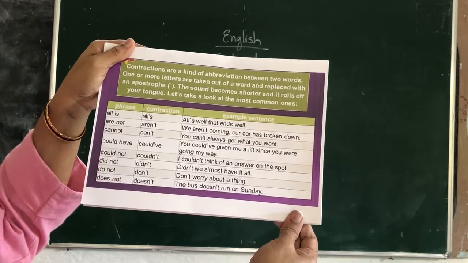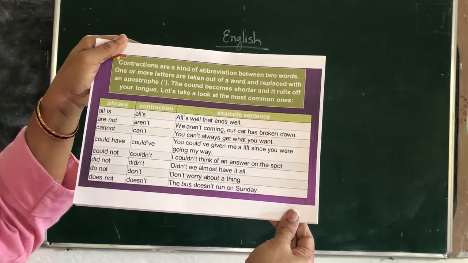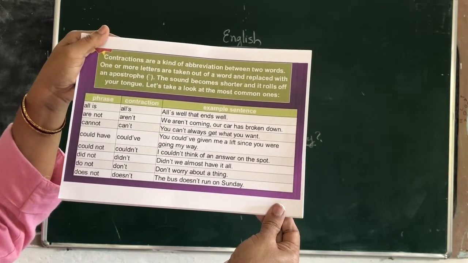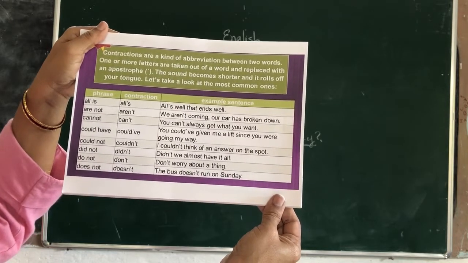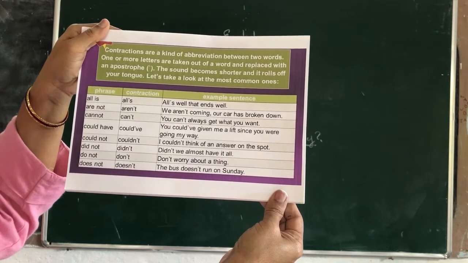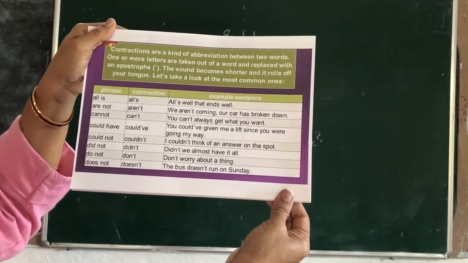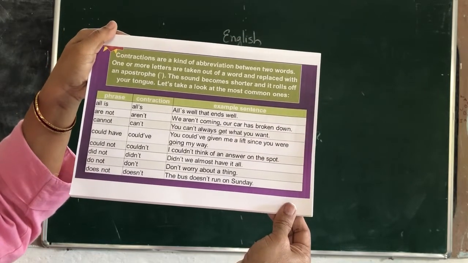All is, all's. All's well that ends well. Are not, aren't. We aren't coming, our car has broken down. Cannot, can't. You can't always get what you want. Could have. You could have given me a lift since you were going my way. Could not means couldn't. I couldn't think of an answer on the spot.